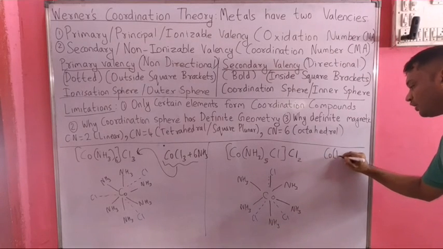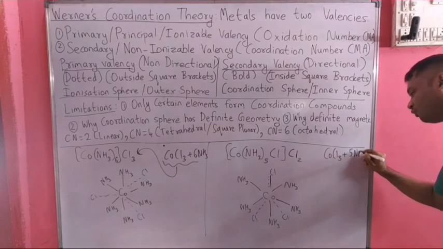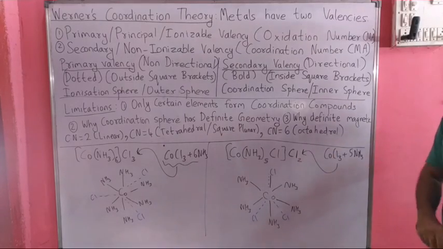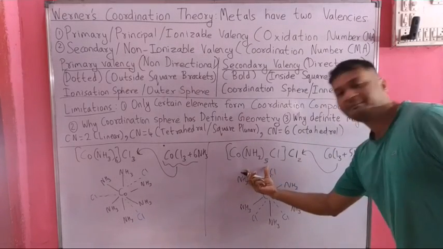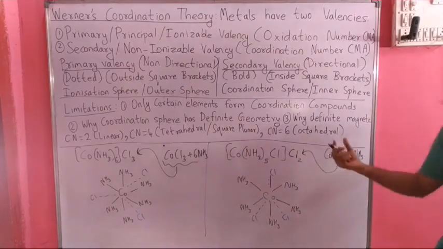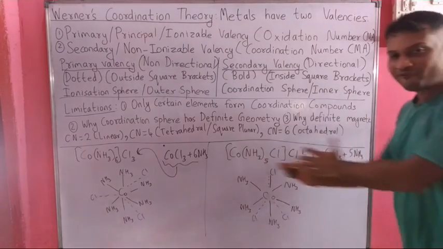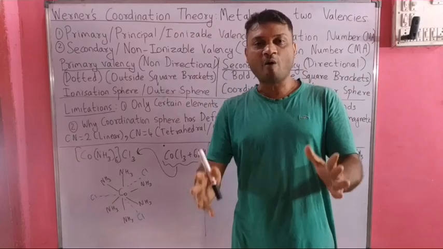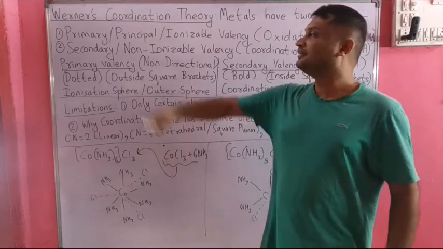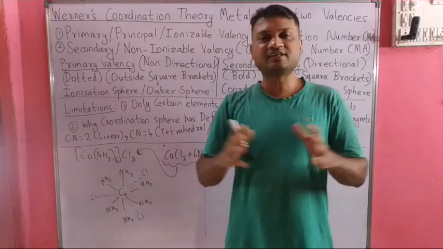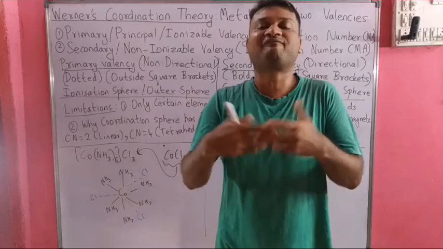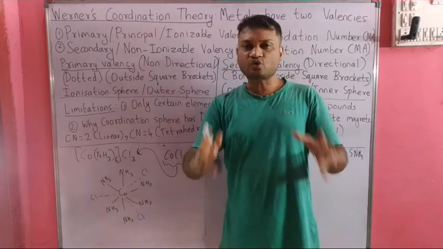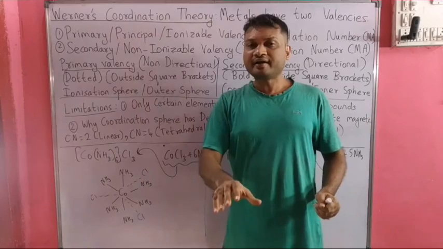and cobalt chloride on reaction with 5 moles of ammonia produced another coordination compound, which is this one, pentaamine chloro cobalt 3 chloride. So these kinds of coordination compounds, in which we have coordinate bonds, were formed in the laboratory by the scientist Werner. Hence scientist Werner is considered the father of coordination chemistry. So let us see Werner's coordination theory.